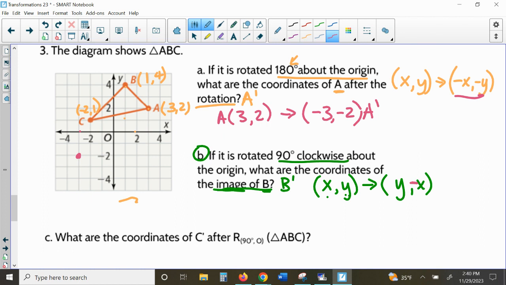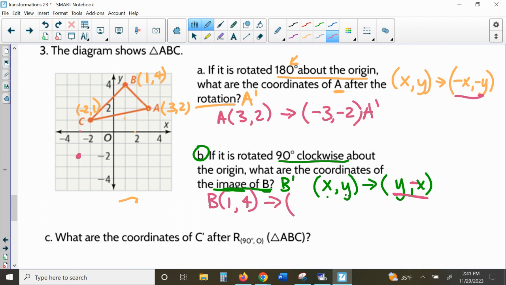Okay, so I only have to deal with B. Now, once again, if I'm taking a test, I'm going to do this whole triangle and redraw it and make sure I'm good. But since I'm just doing my notes, I'm just going to worry about B right now. So my B coordinates are currently 1, 4.